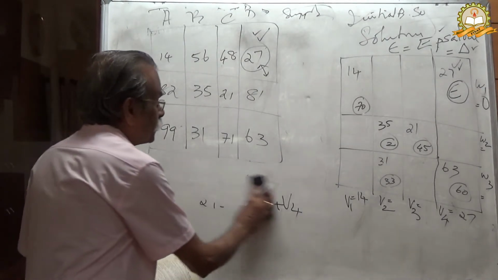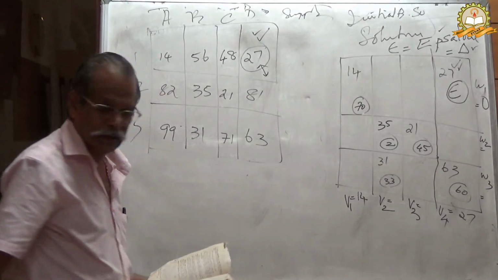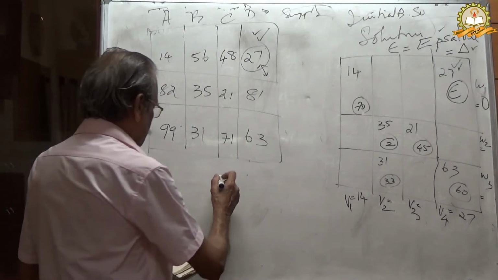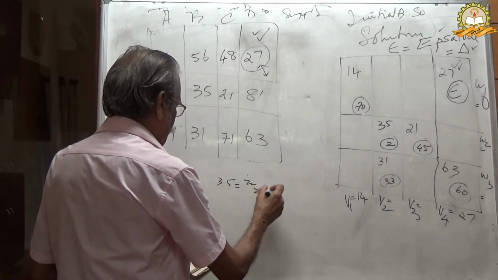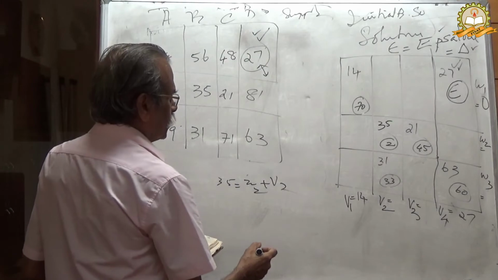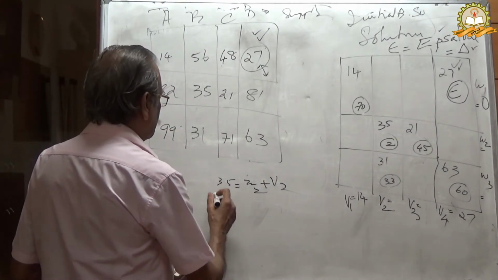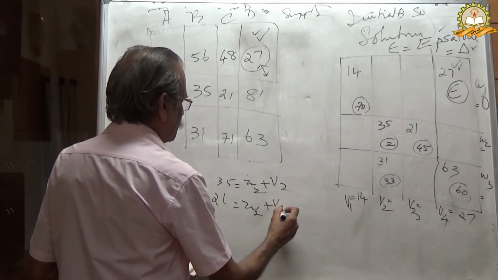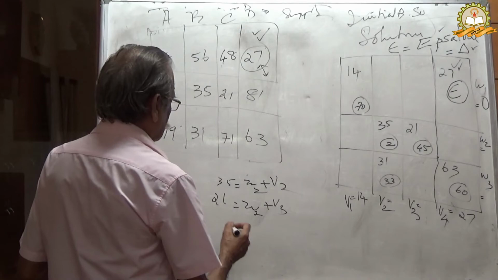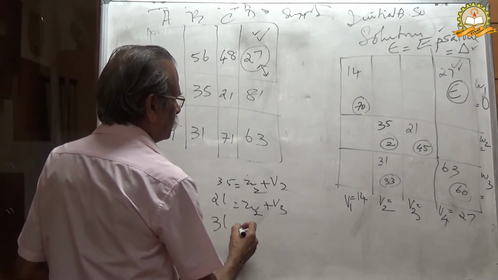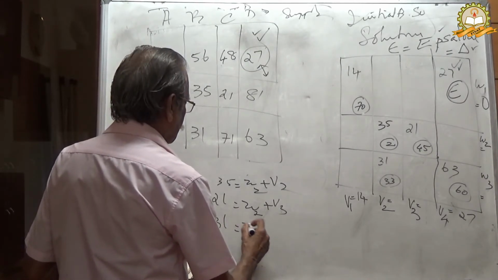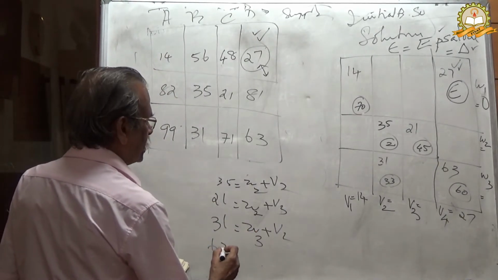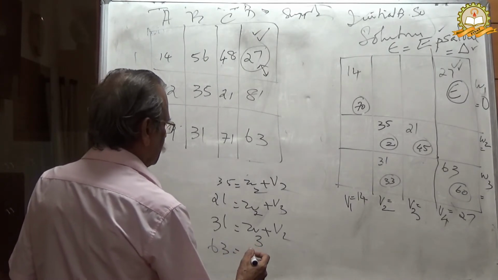Similarly, as done earlier, 35 equal to U2 plus V2. Then 21 equal to U2 plus V3. Then 31 equal to U3 plus V2 and 63 equal to U3 plus V4.